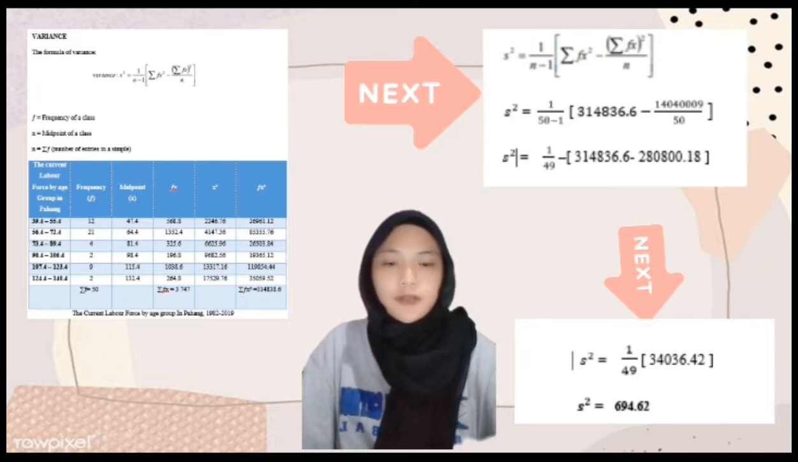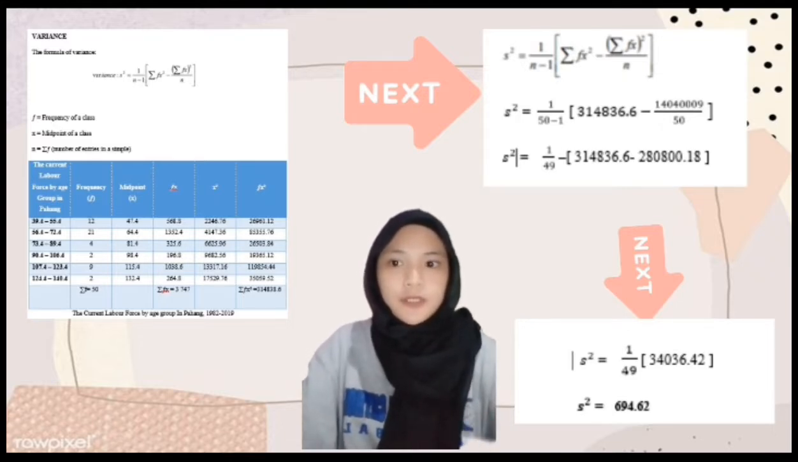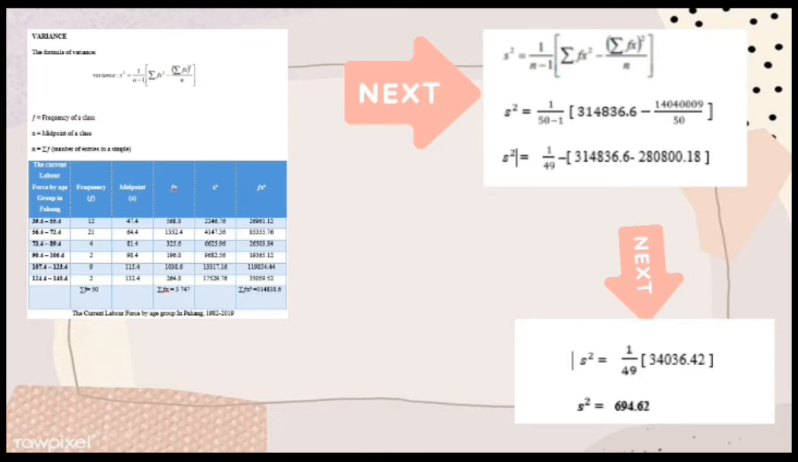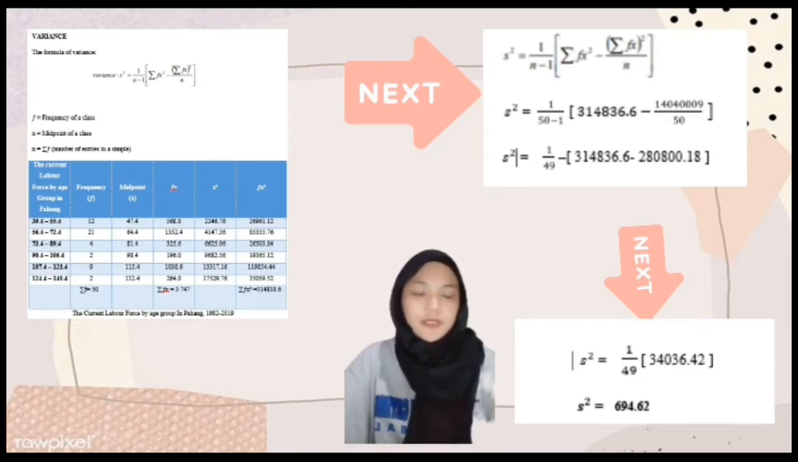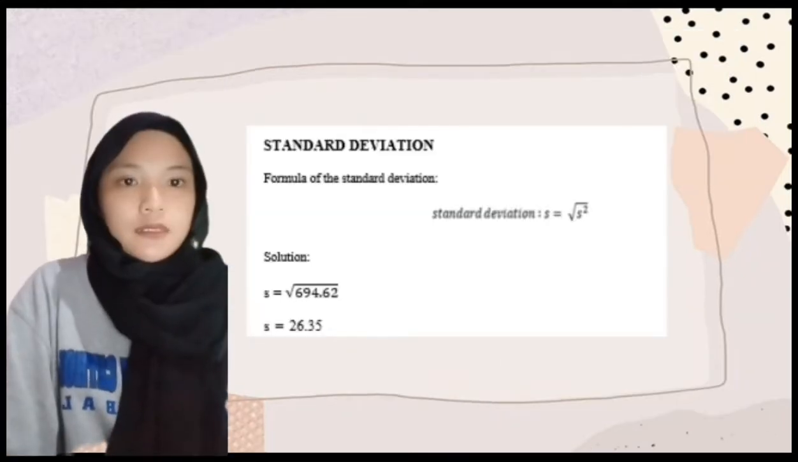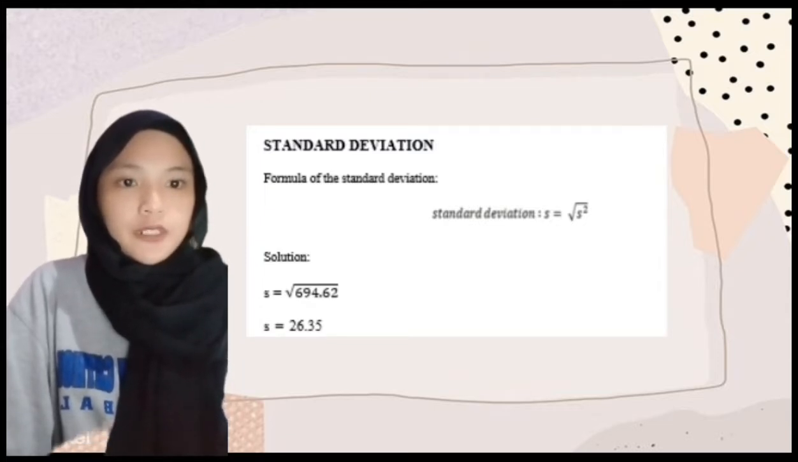Variance, this is the formula of variance. F is the frequency of the class, X is the midpoint of the class, and n is the number of entries in the sample. Here is the table of the current labor force by age group in Pahang, 1982 until 2019. The answer for variance is 694.62. Next, standard deviation. To find the standard deviation, this is the formula of the standard deviation.